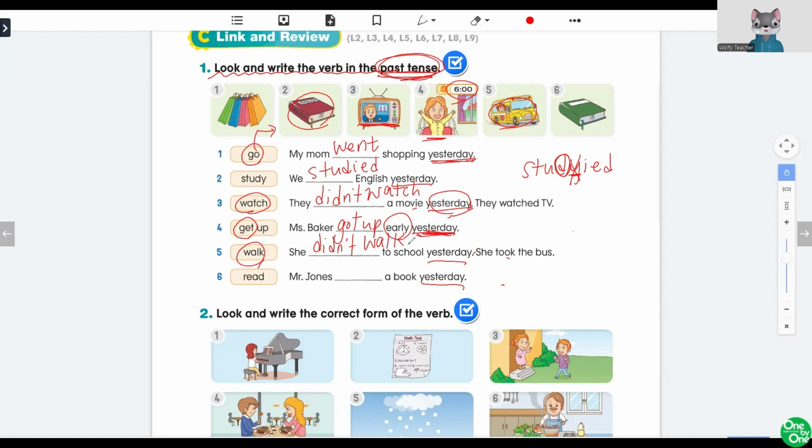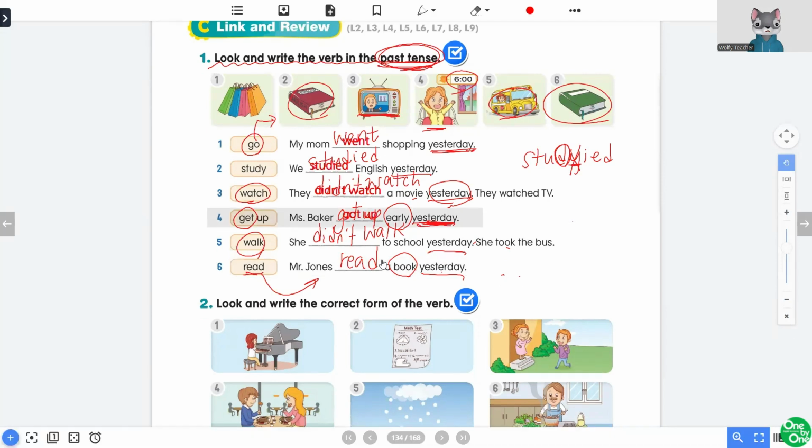Number 6. Now, Mr. Jones, what did Mr. Jones do? What did he do with a book? Of course, it has to be yesterday. The past tense has the same spelling, different pronunciation. Mr. Jones read a book yesterday is the correct answer. Fantastic. You guys are getting a hang of this.